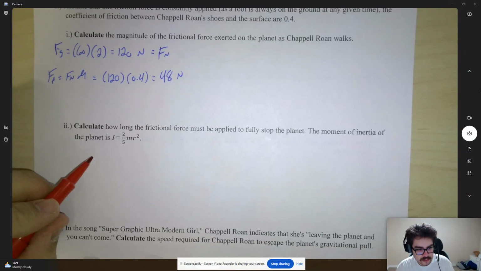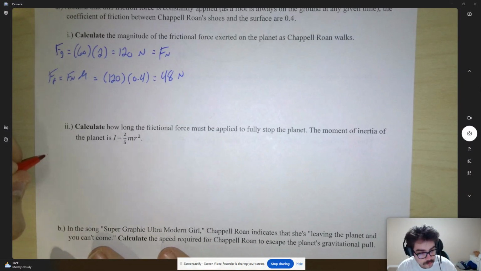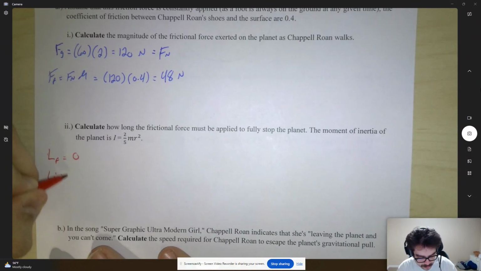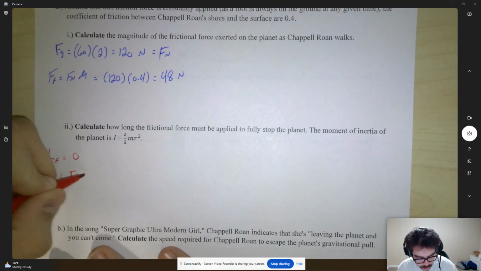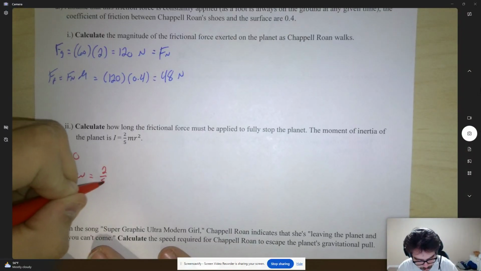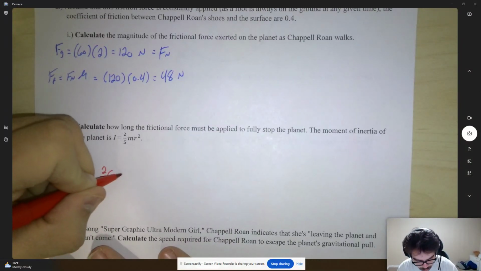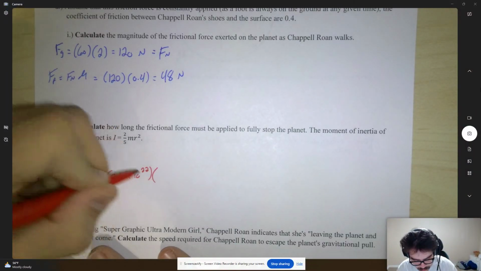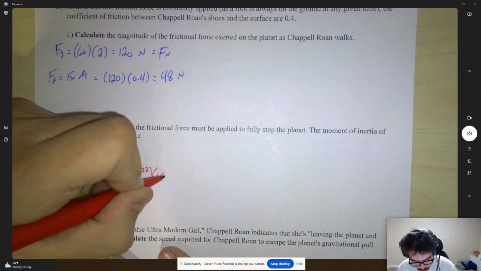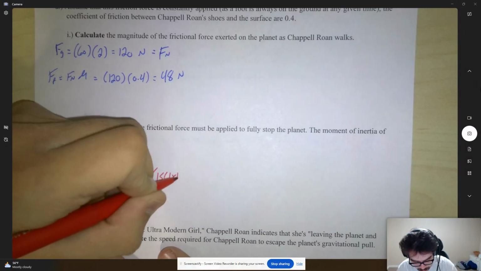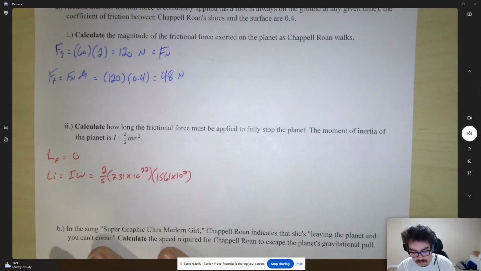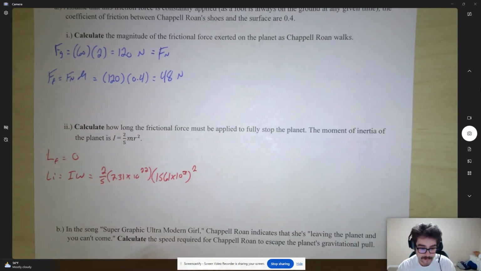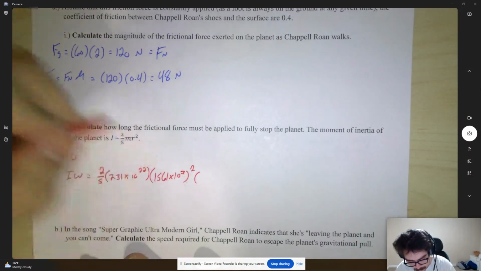So the important thing to understand is I can do angular impulse, right? I want my angular impulse, I want my final momentum. So my final momentum, L final, is going to be 0. L initial is going to be I times omega for the planet. I is going to be 2/5 times the mass, which is 7.31 times 10 to the 22, times the radius of the planet, which is 1,561 times 10 to the third, because it's kilometers, and I got to square that. So this is going to be some really big numbers here. And then I got to multiply it by omega.